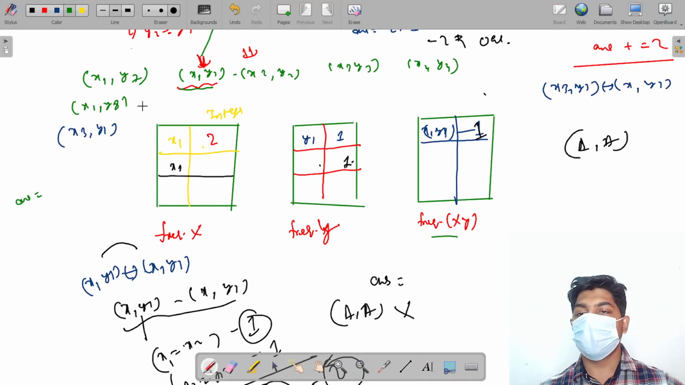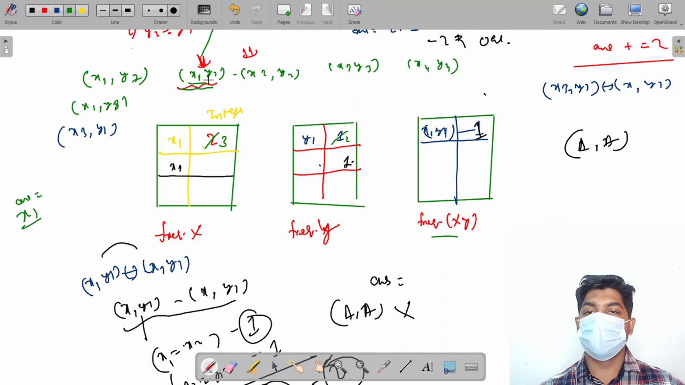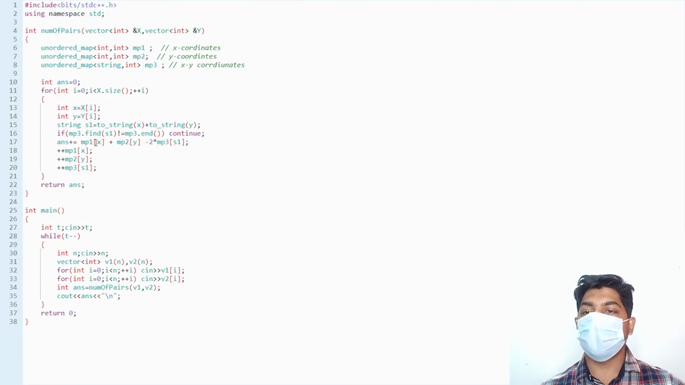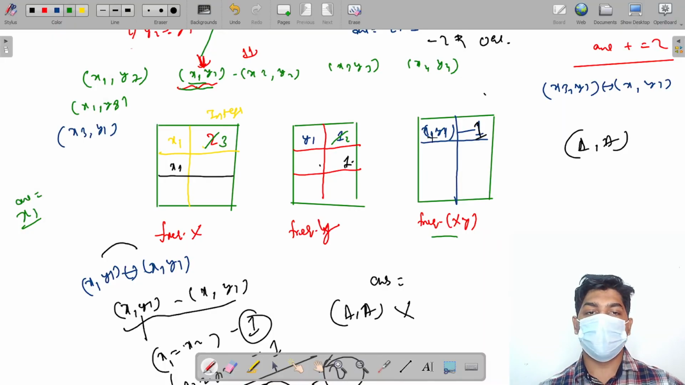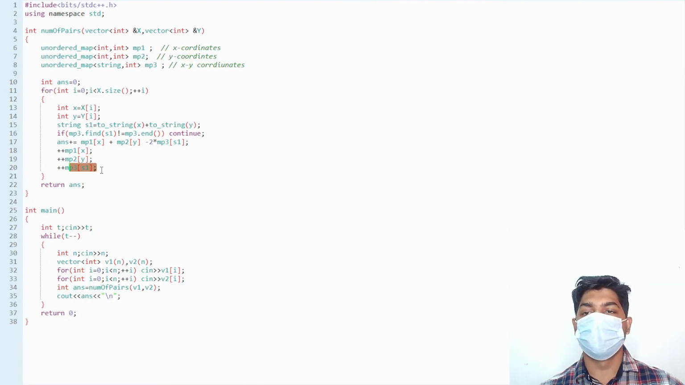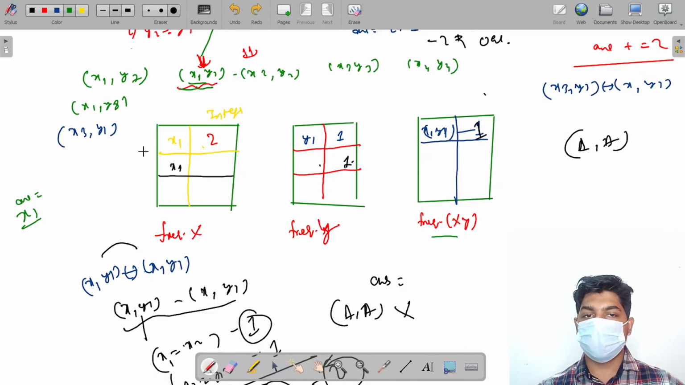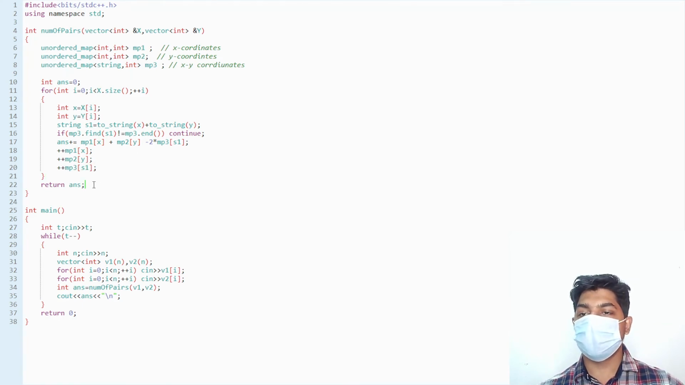Now we have added the value. This point also has the coordinate x1, and it is a new point, so we have to increment the value of x1 from 2 to 3 because we got a new point. Similarly, we have to increment the value of y1 from 1 to 2. So after calculating the answer, we are incrementing the value of the x coordinate, the y coordinate, and the count of points with this xy coordinate. That is why we are doing it over here. After this calculation we add it to our answer, and finally we return our answer.